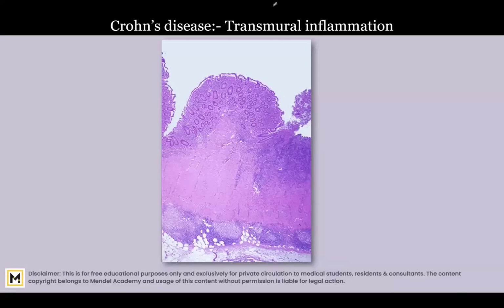Now, this is the transmural inflammation. Although it is low power, the reason it's transmural is because you can see these dark areas here. All of these are lymphocytes. And you can see hyperplastic lymphoid follicles here. So this means that it is going beyond just the mucosa. So this is transmural. This is one of the reasons why it does not heal very quickly.